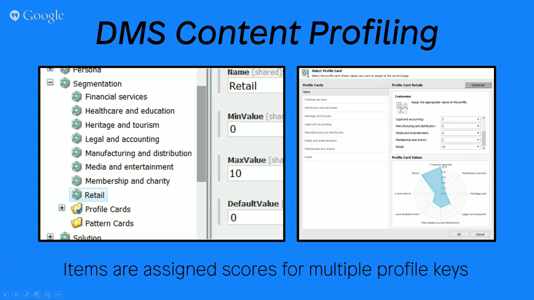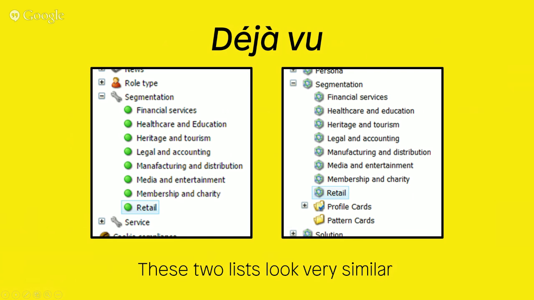So that's great. So where exactly was the problem? Why did we need to change the way that we do categorization? Well, I've shown you two lists so far, and they look extremely similar. What we were finding is that when we started using DMS, the lists that we were setting up for categorization looked very similar, if not identical, to the lists that we were setting up of profiles and profile keys.